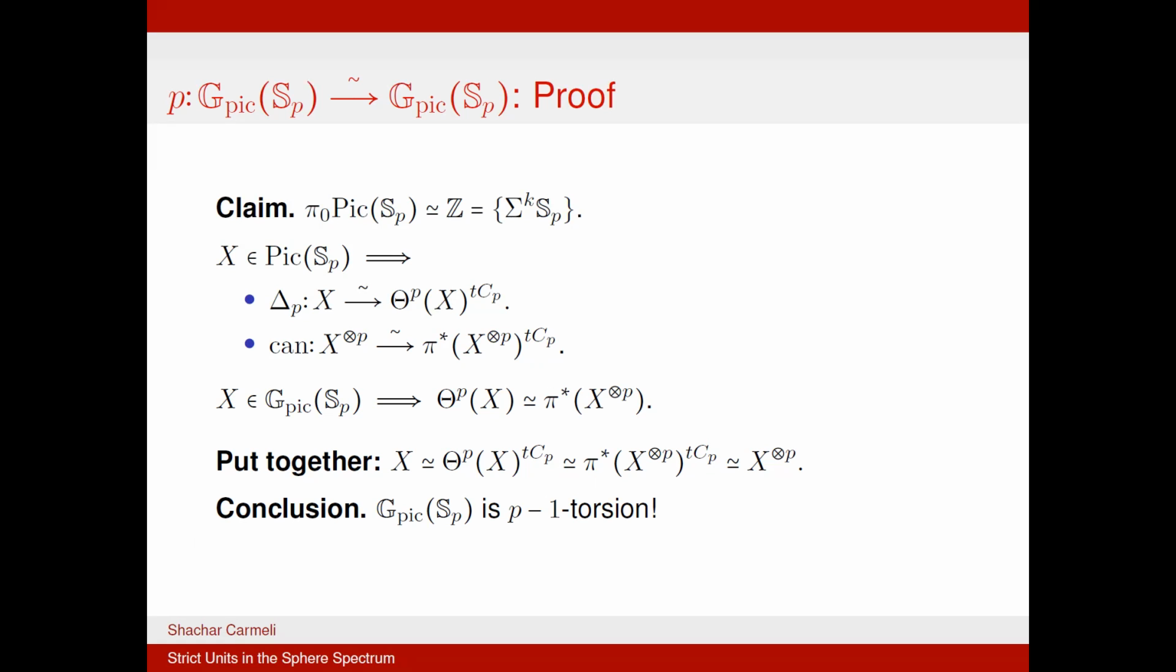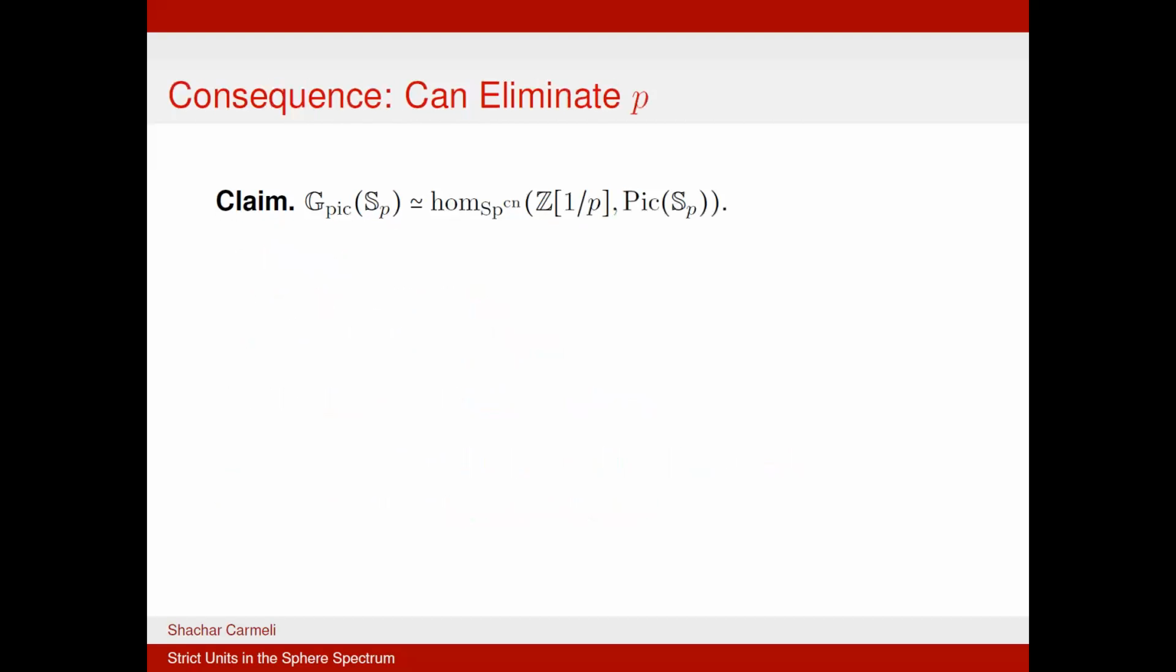So this is the main part of the whole argument, that the combination of the canonical map, the Tate diagonal, and the strictness of strict Picard elements give rise to the equation 1 equals P. Okay. So now we are going to exploit it to just compute the strict Picard spectrum of the P-complete sphere.